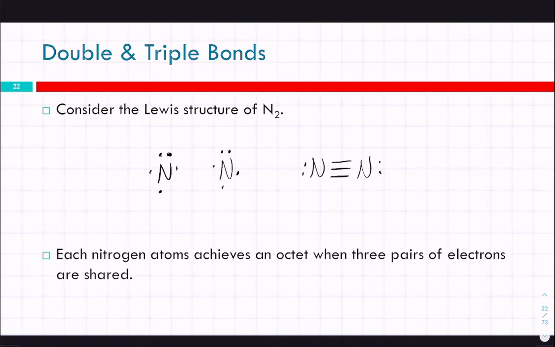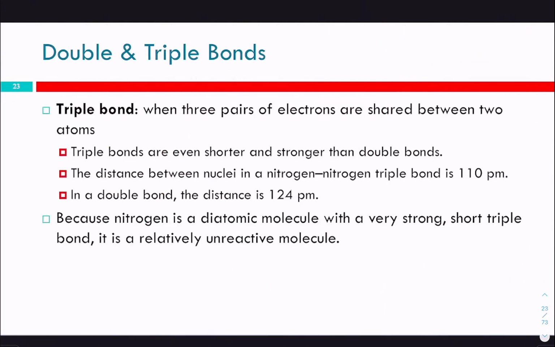So if a double bond's shorter than a single bond, a triple bond is even shorter. When you share 3 pairs of electrons, you get an even stronger bond, and that also makes it a shorter bond. So it goes down to about 110 picometers, whereas the double bond was 124, and then 141 for a single bond. This makes nitrogen very inert, it doesn't react with anything, because not many things can break that bond.